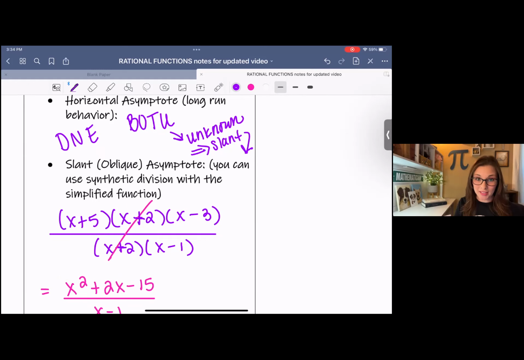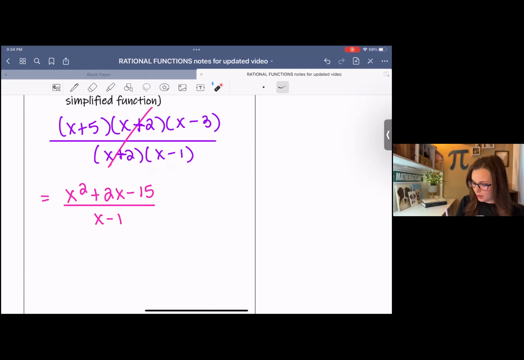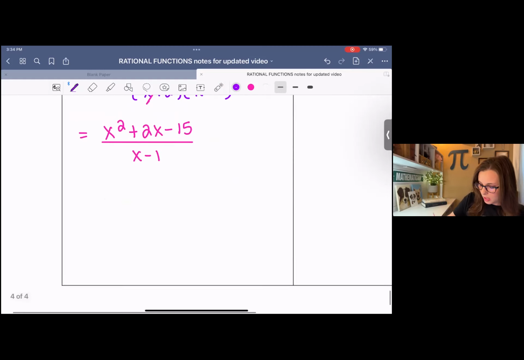And I get x squared plus 2x minus 15. And then in the bottom, I have x minus 1. With that, I can do synthetic division. And I've already covered synthetic division, so I'm going to run through this quickly. We have an x value of 1 based on the denominator, and coefficients of 1, 2, and -15 from the numerator. Draw your line. That'll be your remainder.